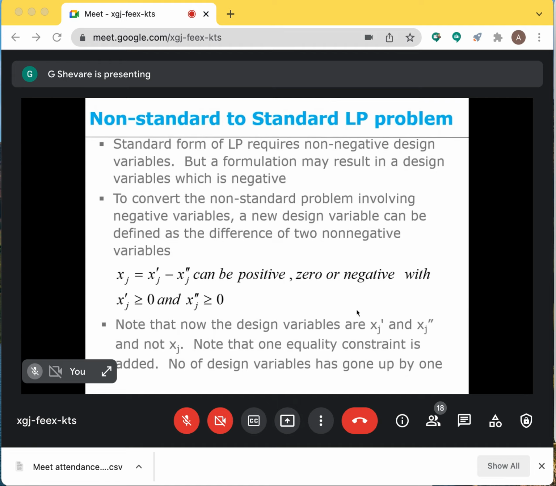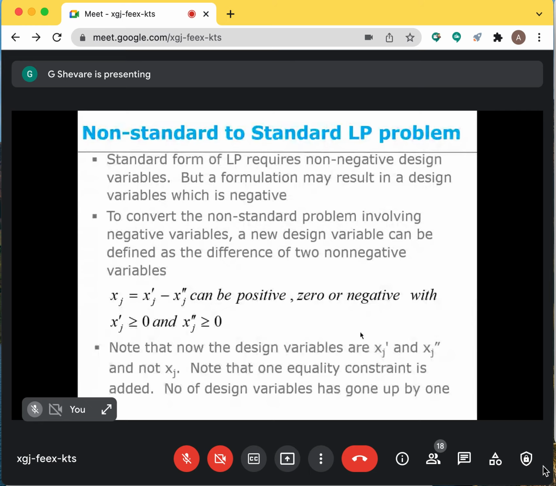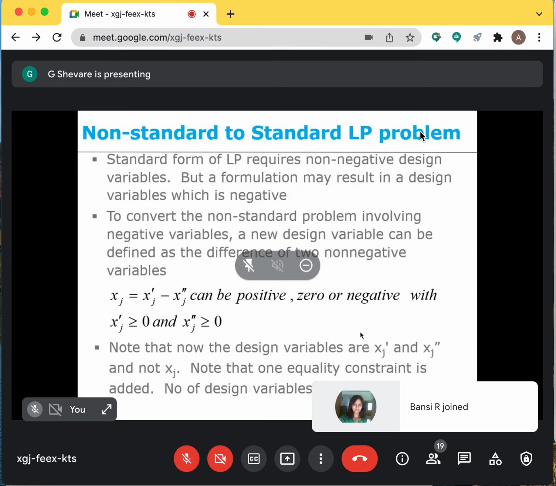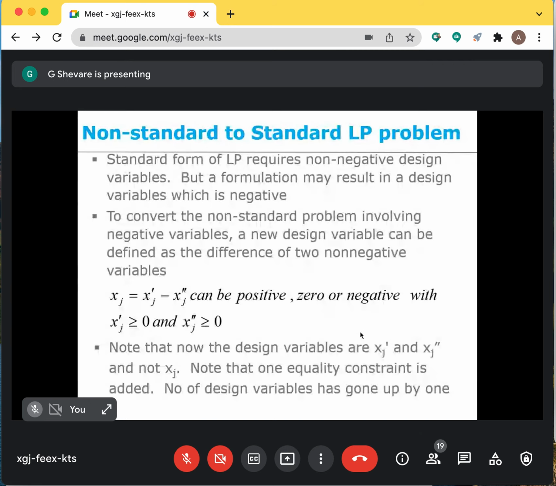It may so happen again, the physics of the problem or the methodology of the operation may be such that the design variables could be positive or negative. There is no guarantee. Now, how do we do this? To convert the non-standard form involving negative variables, for example, x_j can be a negative variable, what we do is we write this x_j as a difference of two non-negative variables. So x_j can be written as x_j' minus x_j''.